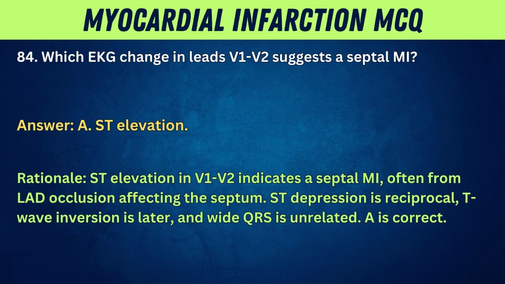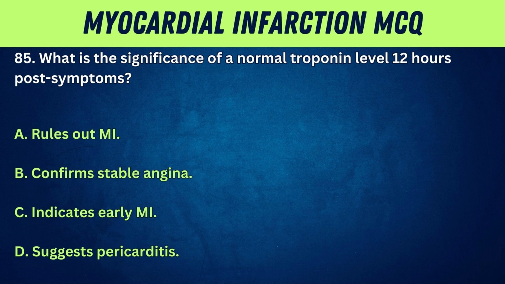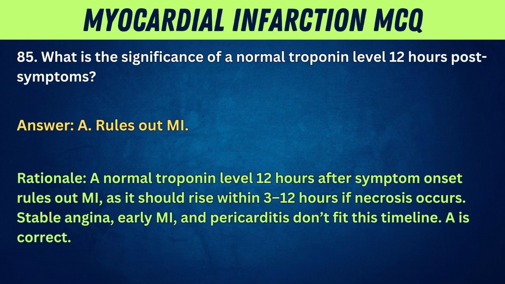A is correct. 85. What is the significance of a normal troponin level 12 hours post-symptoms? A. Rules out MI. B. Confirms stable angina. C. Indicates early MI. D. Suggests pericarditis. Answer: A. Rules out MI. Rationale: a normal troponin level 12 hours after symptom onset rules out MI, as it should rise within 3 to 12 hours if necrosis occurs. Stable angina, early MI, and pericarditis don't fit this timeline.